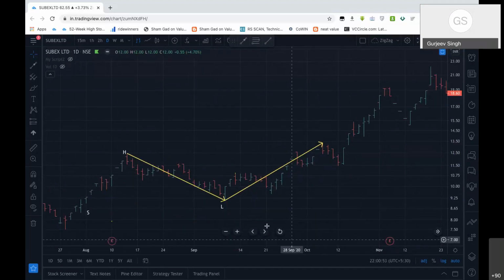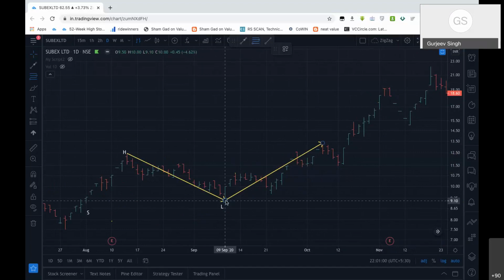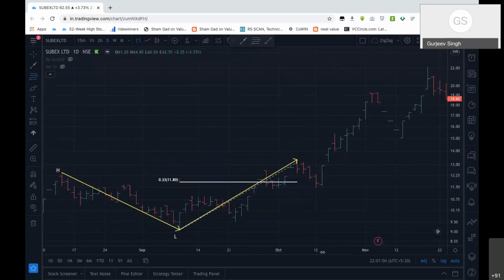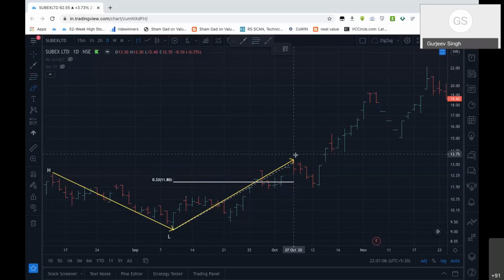Now the third rule. If this is a proper move and I take the retracement tool and do a retracement from this level to this level, the idea says that this fall should be greater than 33% and not less than 33% of the previous move. If you are understanding, please write yes. If you are not understanding, I will repeat.